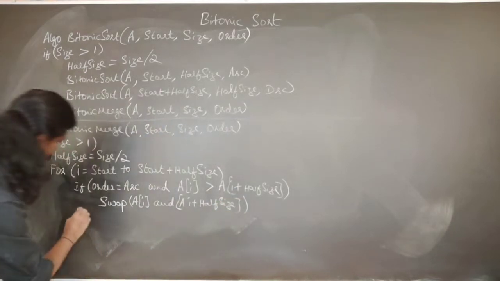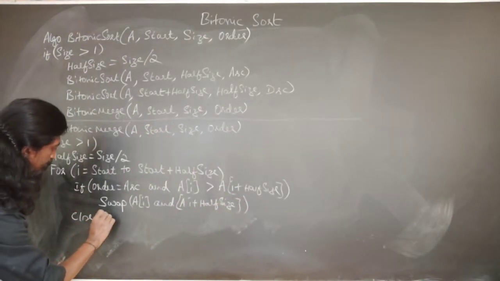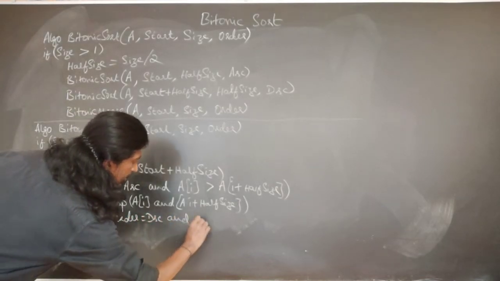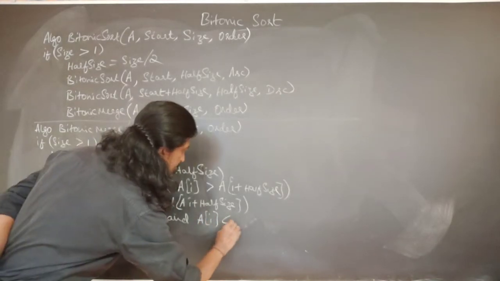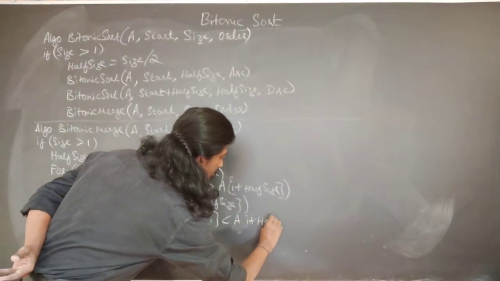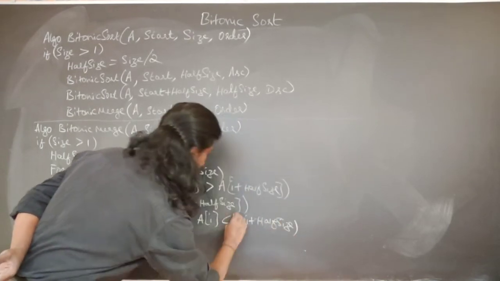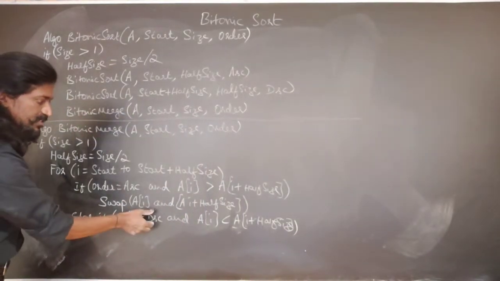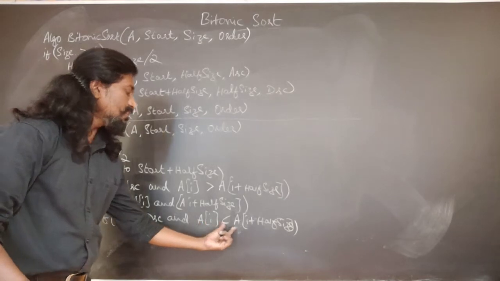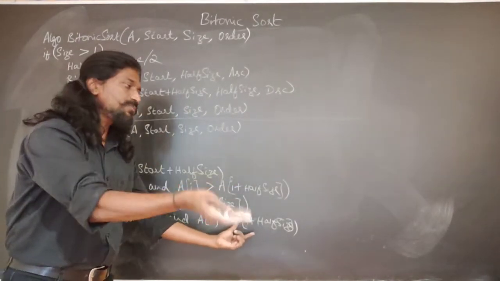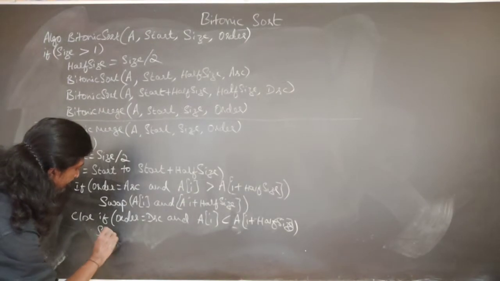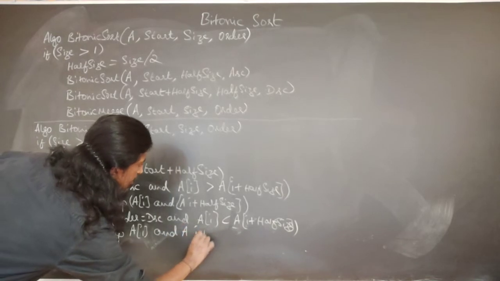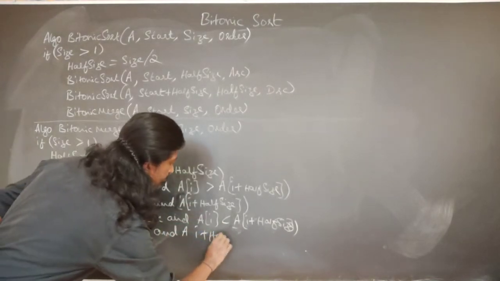Same way, else if order is equal to descending and A of i is less than A of i plus half size. In this case the order is descending and the first element is smaller than the next element, so the next element is bigger, and that has to come first. In that case also we are going to swap A of i and A of i plus half size.